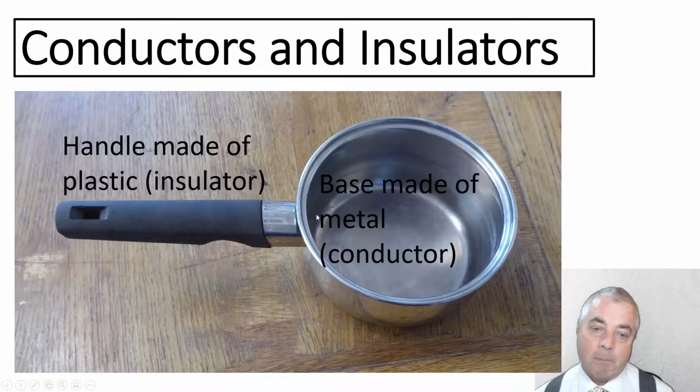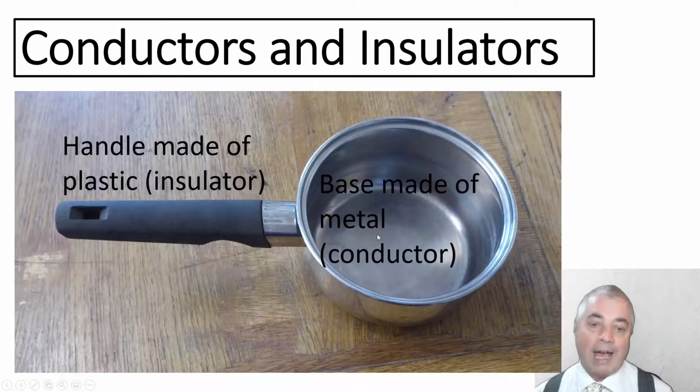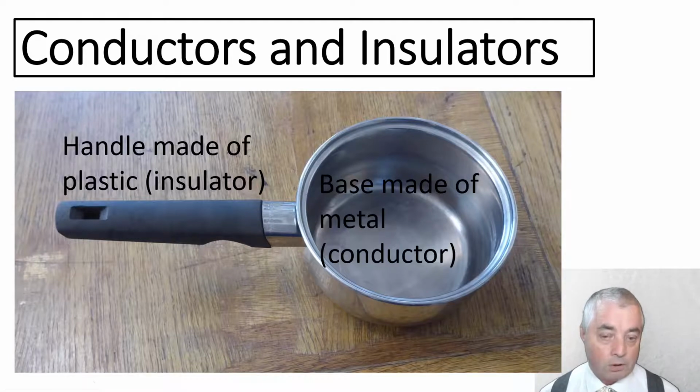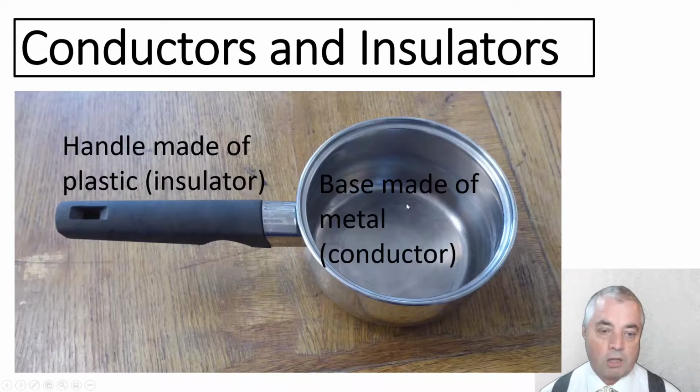So we need to make the base of our saucepan from a material which is a good conductor, and for ease, so we don't have to join things together where we don't need to, in this case the whole saucepan is made out of a metal. It's actually made out of stainless steel, which is an alloy. It's mostly iron, mostly the metal iron, and then it's various other things mixed in with the iron to make stainless steel. It's a good conductor.